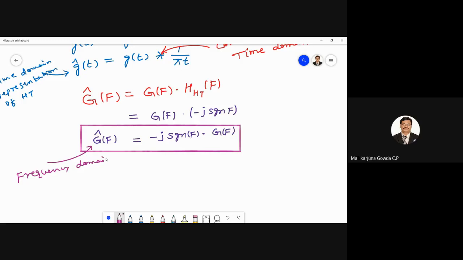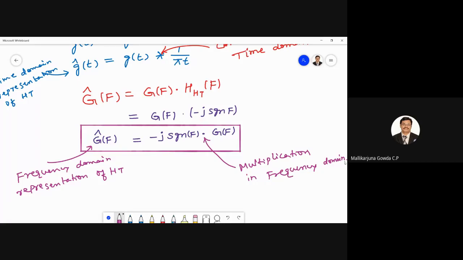Frequency domain representation of the Hilbert transform. Right? So here this operation is what? Multiplication operation. You all know this is multiplication in frequency domain. Okay.